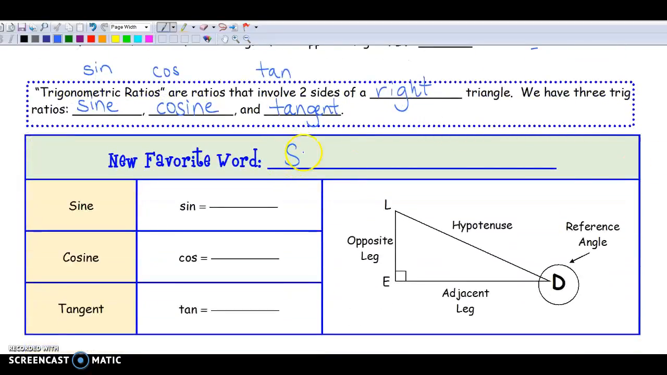Your new favorite word is SOHCAHTOA. This is kind of a little mnemonic device to help you remember what sine, cosine, and tangent are. Sine, cosine, and tangent are going to be ratios. They're going to be fractions. Sine is going to always be the opposite side over the hypotenuse. Hence why it's SOH: sine, opposite, hypotenuse. Then we've got cosine, CAH. Cosine is the adjacent side over the hypotenuse.